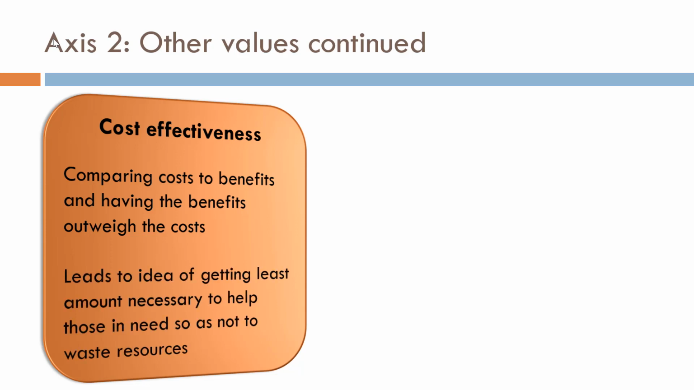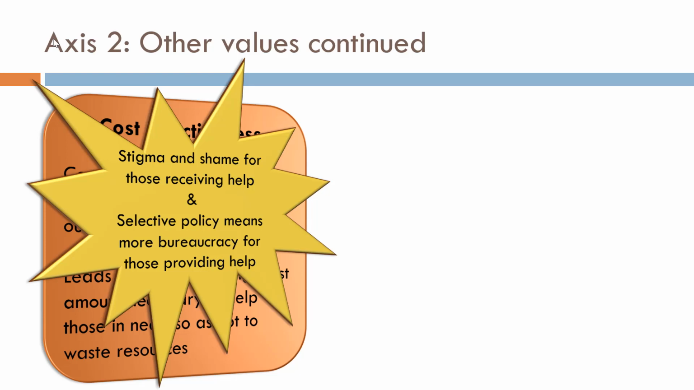But it also leads to the idea of getting the least amount necessary in terms of cost to help those in need so as not to waste resources, which makes sense and seems logical and rational. But the problem with that is there's a lot of stigma and shame there for those receiving help. And as a selective policy, that means that there's going to be more bureaucracy for those providing the help. Why? Because there's going to be all these eligibility rules and criteria. And while those eligibility rules and criteria are trying to make sure that these limited resources go to those in most need, that also means that the people who are asking for help have to go through a lot in order to receive that help.